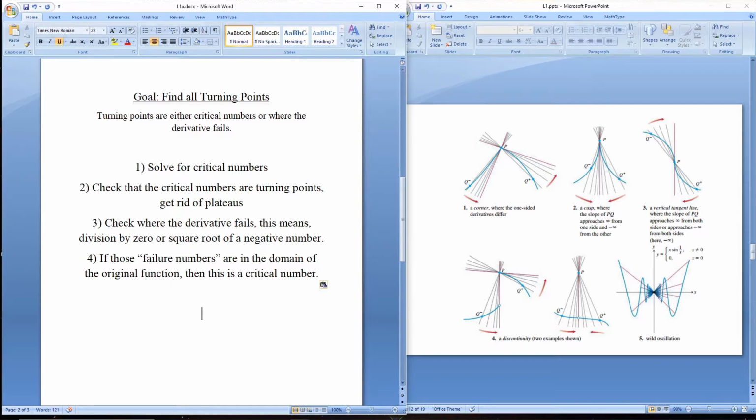And, oh, actually, there's one more thing I have to stick on here. Number 5. Once we found a failure number, now a failure could be a sharp corner, or it actually could be this vertical tangent here. A vertical tangent is not a turning point. So we'd have to also check that these new critical numbers that we're getting are sharp corners.